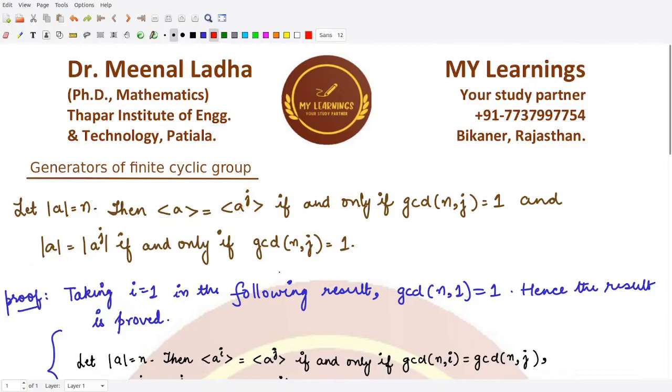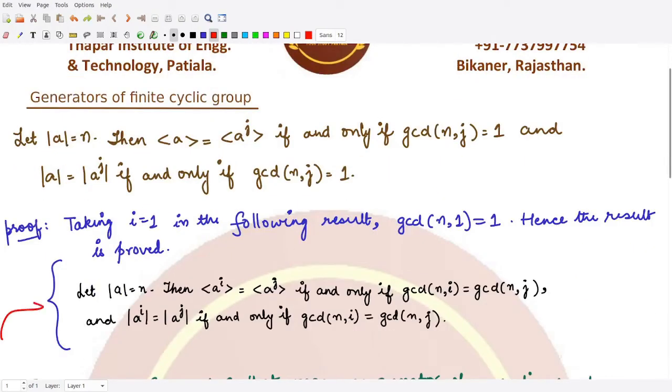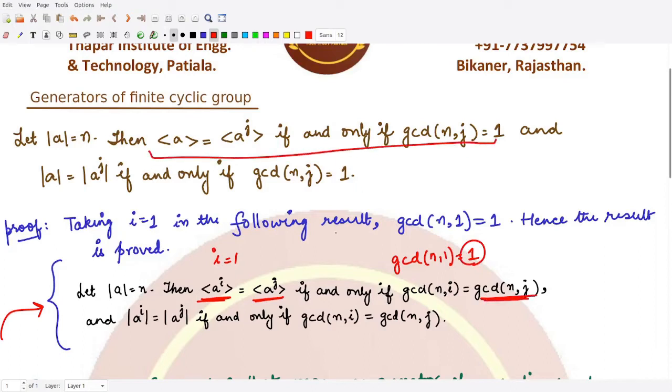Now the proof of this result is very simple because we already know a previous result. In that result, if we take i as equal to 1, the GCD of n with 1 is going to be 1. So we have the result very quickly, because if we replace i with 1, the group generated by A is equal to the group generated by A to the power j if and only if the GCD of n with i, which is 1, so 1 is equal to the GCD of n with j, and this is what we wanted to prove in the first part of this result.